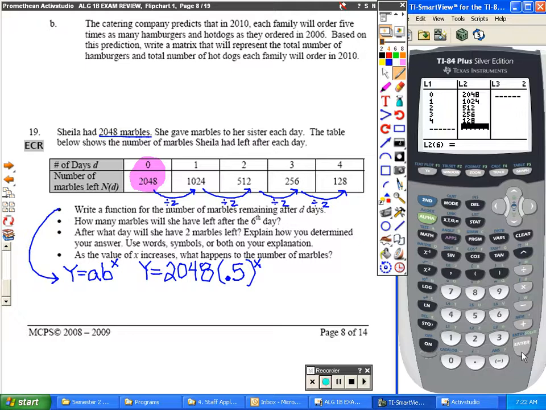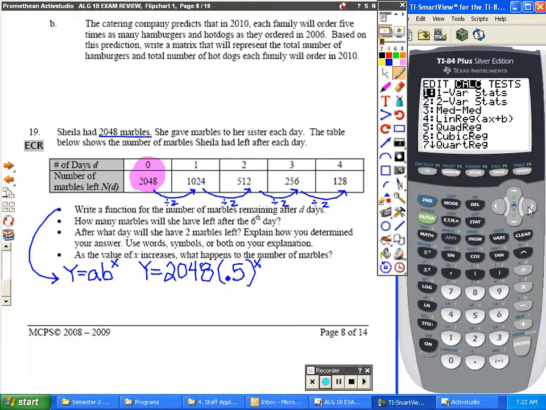Now, because this is exponential, you need to make sure that you do Stat, Calc, and then go all the way down to the exponential regression. Whoa, where am I? There I am. Oops, one down. And again, this means exponential function. If I push enter, I should get the same answer as I got by hand, which I did. 2,048 is my starting value. 0.5 is how everything is changing. And then the x is that little caret.